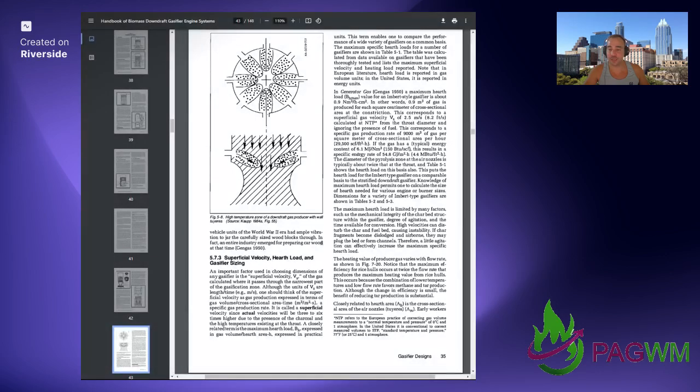All right, let's stop right there. We'll pick it up at 5.7.3, superficial velocity, hearth load, and gasifier sizing.